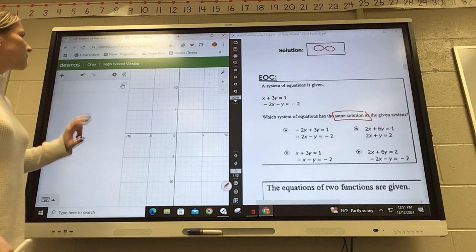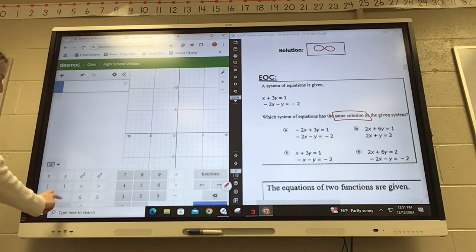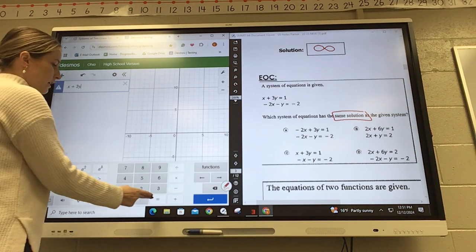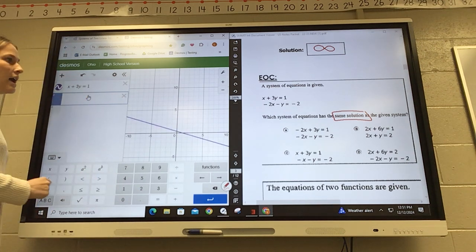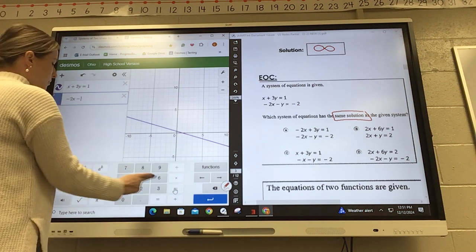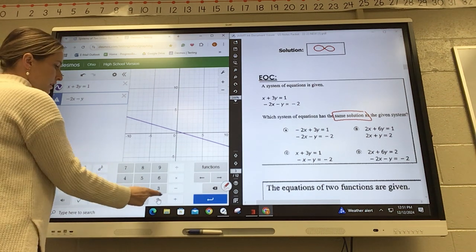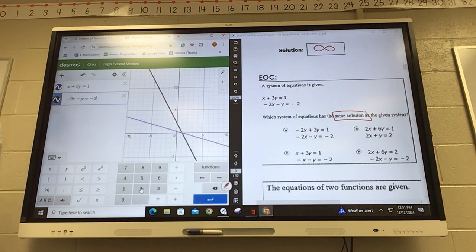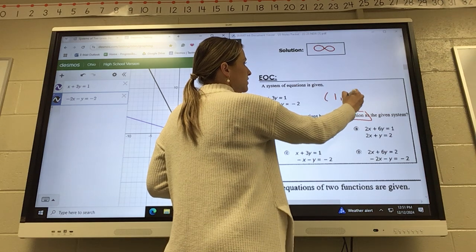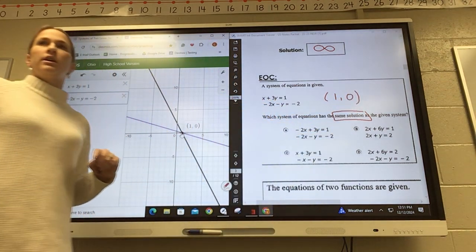So let's type in the first one. So your first one is x plus 3y equals 1. And your second one is negative 2x minus y equals negative 2. And what is the solution to the original set that you have? 1, 0. So I'm going to click it. I'm going to write it right up here so that way I know what I'm looking for when I type in my multiple choice.